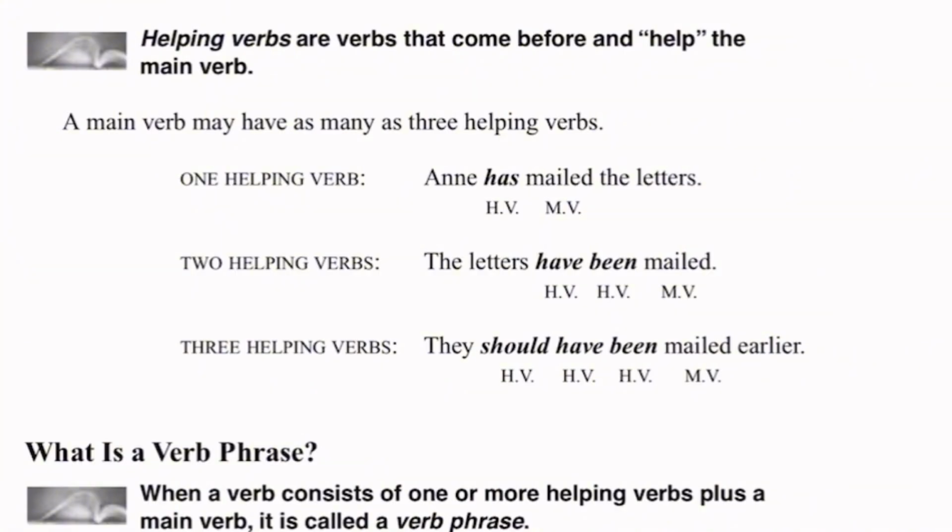Let's take a look at examples. Anne has mailed the letters. We have one helping verb. The letters have been mailed. We have two helping verbs. They should have been mailed earlier. We have three helping verbs. So you can see now, Anne has. What is that has doing? Has is also helping. In another video, I'm going to explain all the auxiliary verbs that we have and their function.